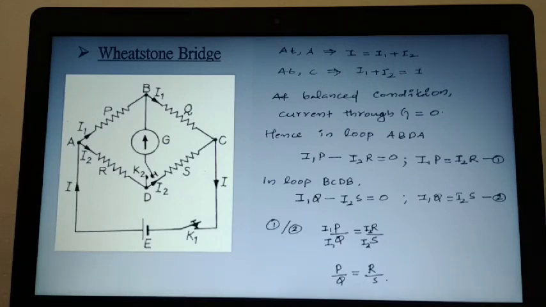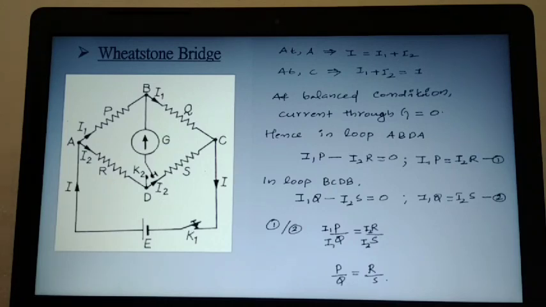So you will get two equations, I1P is equal to I2R, I1Q equal to I2S. Remember, this happens only in the balanced condition of the Wheatstone bridge. What is the balanced condition? No current is flowing through the galvanometer. So you can divide equation 1 by equation 2. So I1P by I1Q is equal to I2R divided by I2S, that is P by Q is equal to R by S.